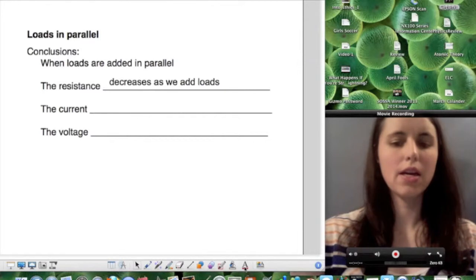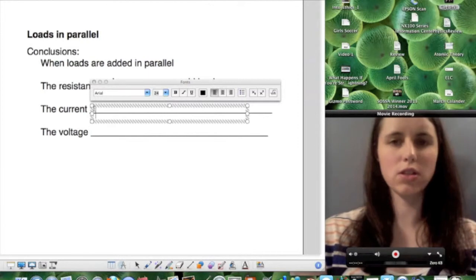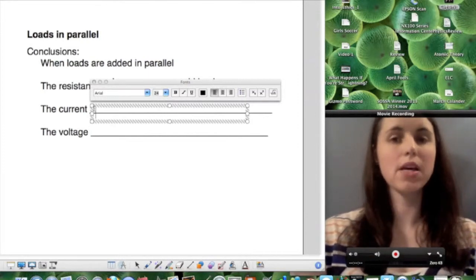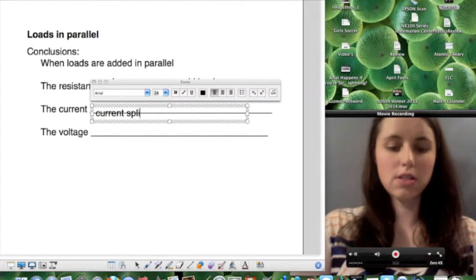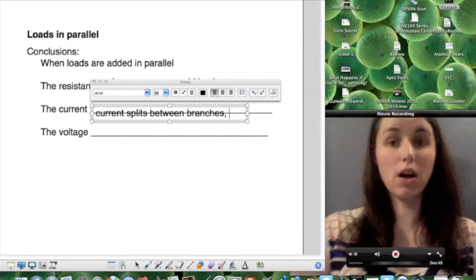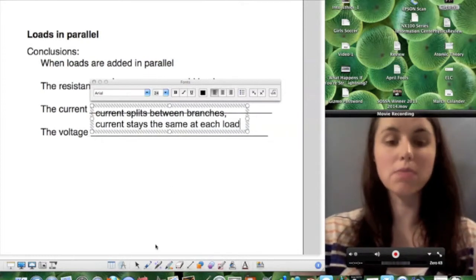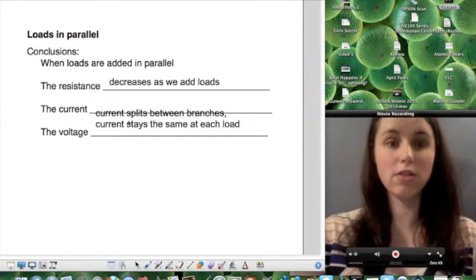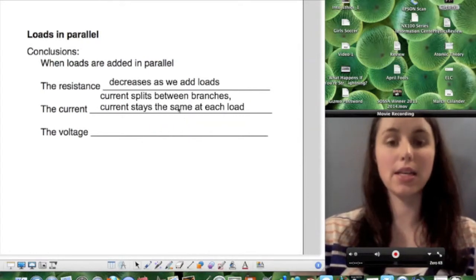Okay. Now let's take a look at current. Current was 2 amps for circuit 1 at each individual load, and current was also 2 amps at each individual load for circuit 2 as well. So we know that current splits between branches. We also know that current stays the same at each load. So even though the current is splitting between each individual branch, the actual current itself, the amperes, is the same at each load.